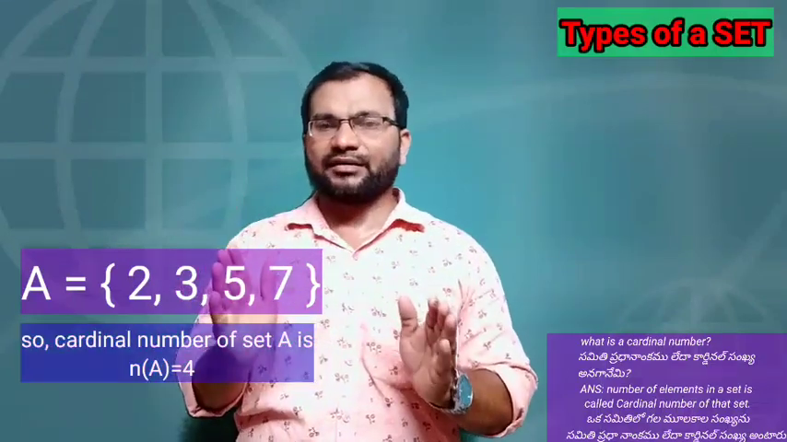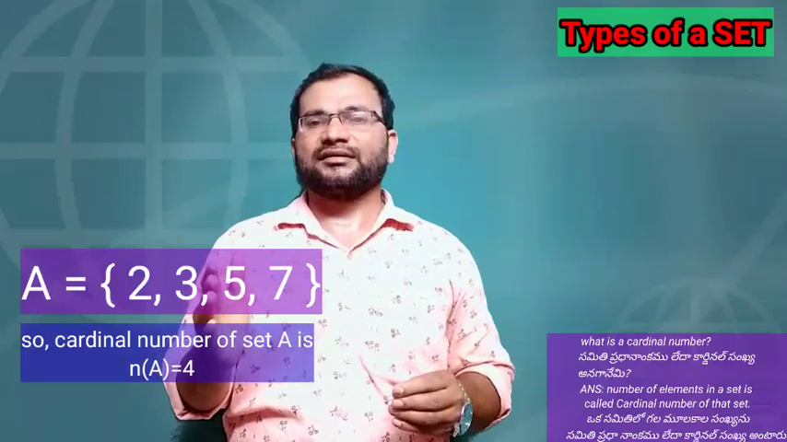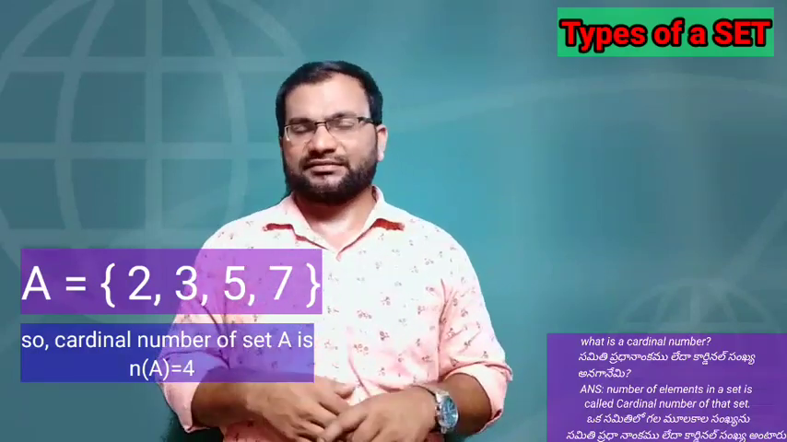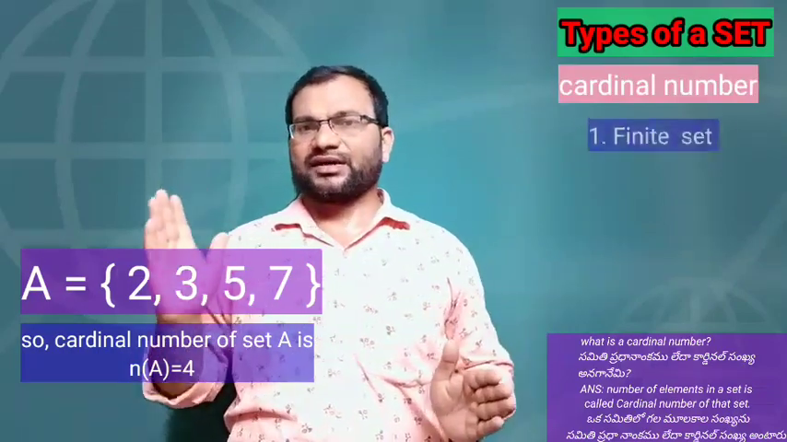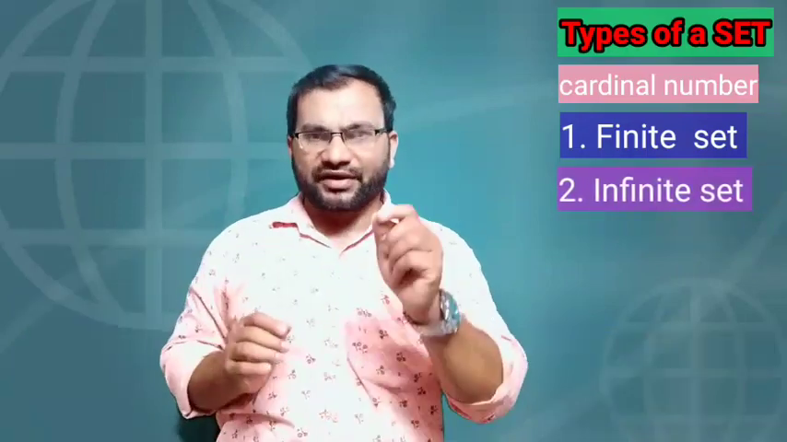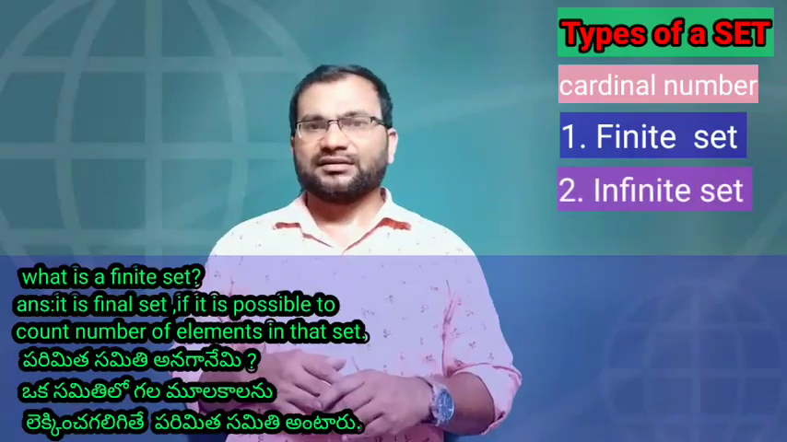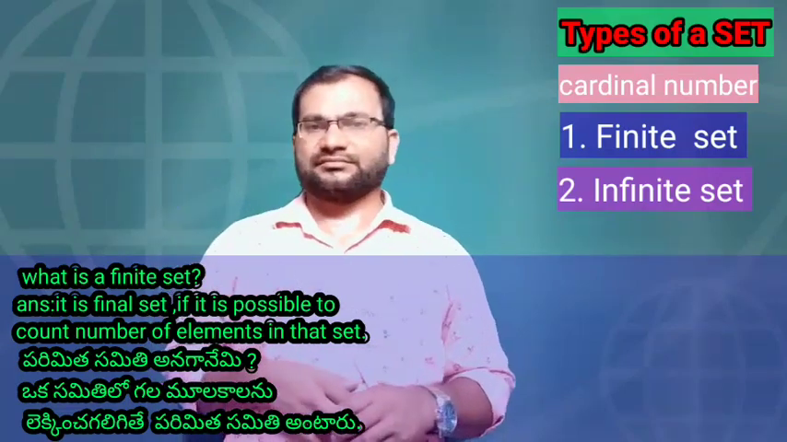By this cardinal number, we can decide what is the type of a set. There are two types. One is finite set, second one is infinite set. Let us see, what is a finite set? A finite set is a set if it is possible to count the number of elements in the set.